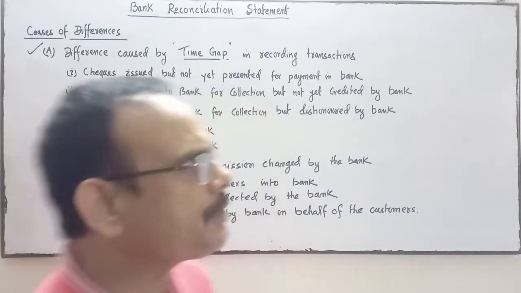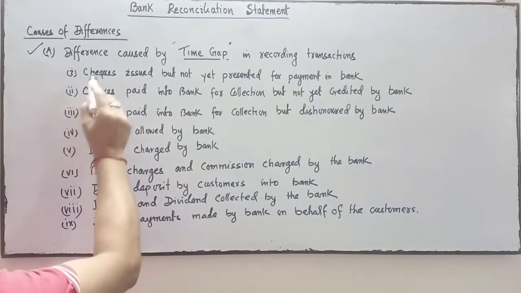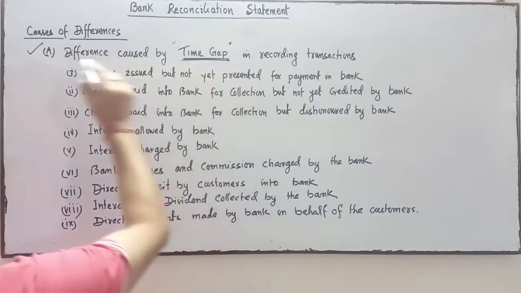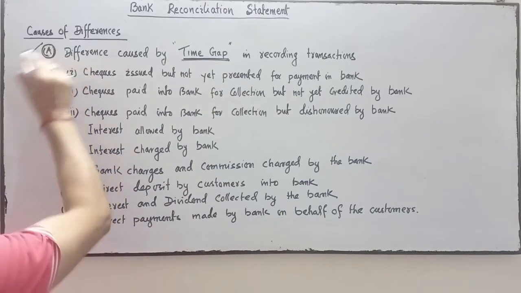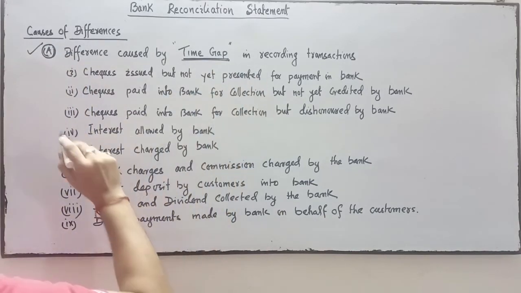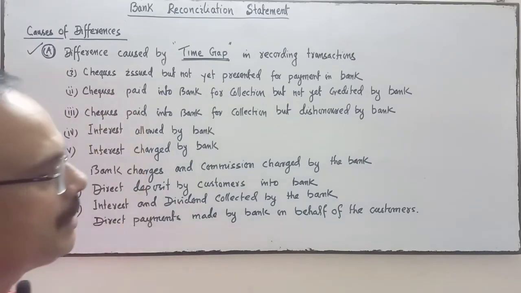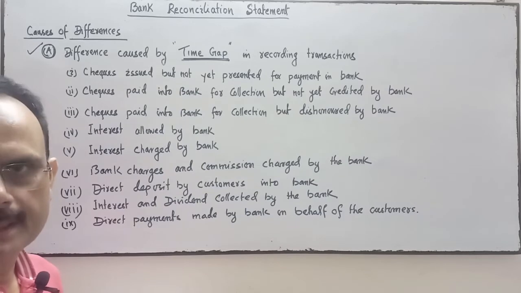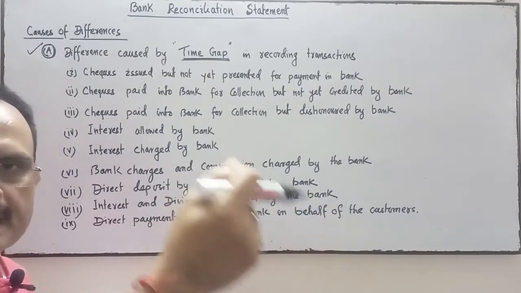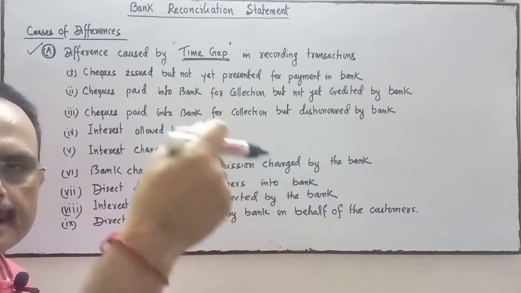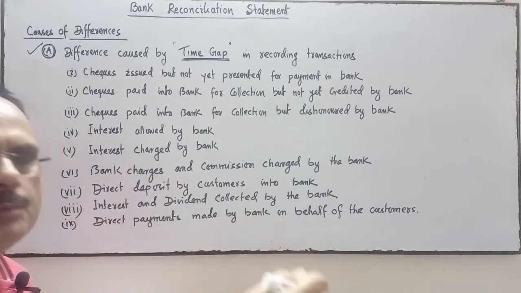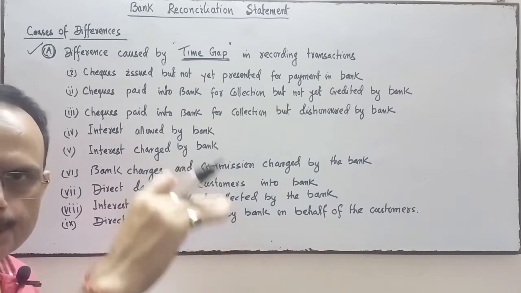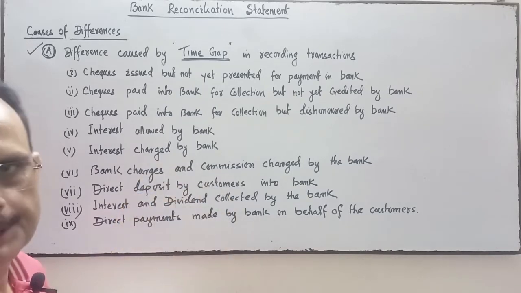Is it clear? So there are so many reasons. Reason number one: difference caused by time gap. Time gap is one of the reasons. Number A, time gap in recording the transaction. Number one is a check issued but not yet presented for payment in the bank, by the person to whom you have issued the check. So the cash book balance is reduced but the passbook balance is not reduced.